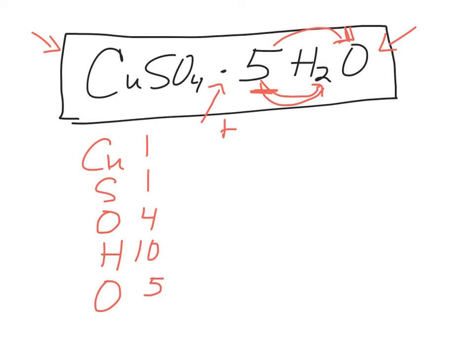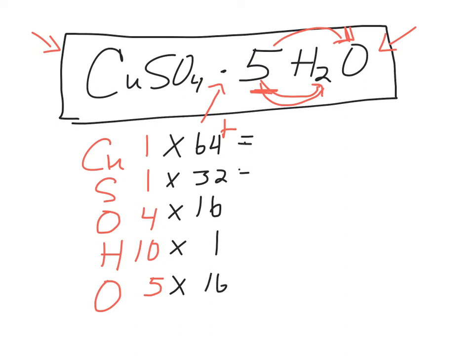Okay? So now you're going to do the weights. Copper weighs 64. Sulfur weighs 32. Oxygen weighs 16. Hydrogen weighs 1. And oxygen weighs 16. Okay? So now 5 times 16 is 80. 10 times 1 is 10. 4 times 16 is 64. 1 times 32 is 32. And then you have 64.